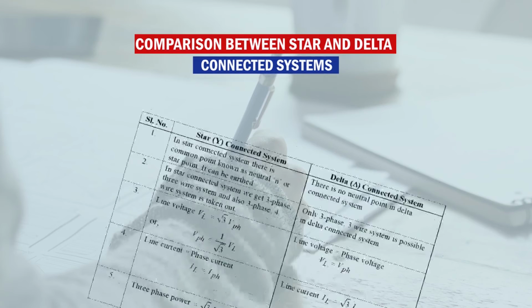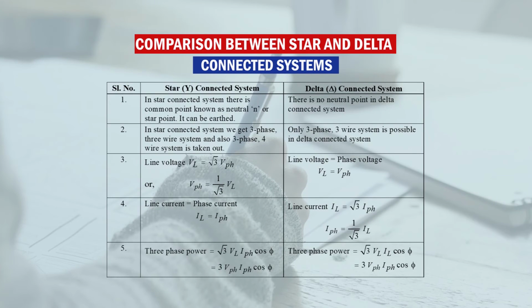Here you can see that in case of a star connection system, there is a common point known as a neutral. It is denoted by small n, or a star point. It can also be earthed. But in case of delta connection, there is no neutral point in a delta connected system. So in case of a star connection, it may be a 3 wire system or it may be a 3 phase 4 wire system. Why? Because one point, the neutral, is also coming into the picture. But in case of delta, there is no neutral, so there will be only the 3 wire system.